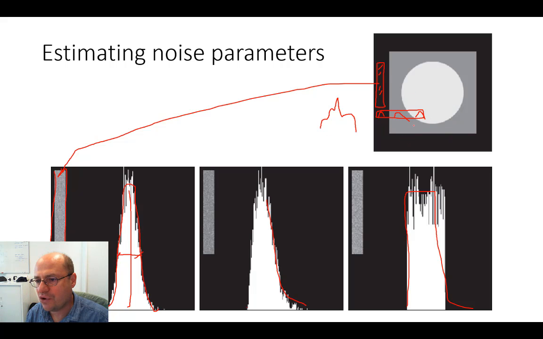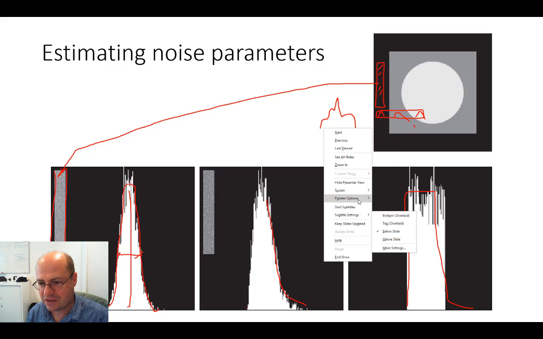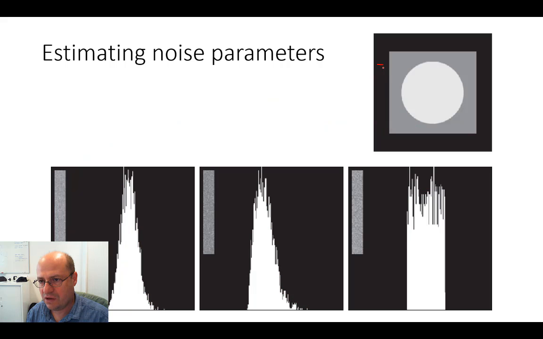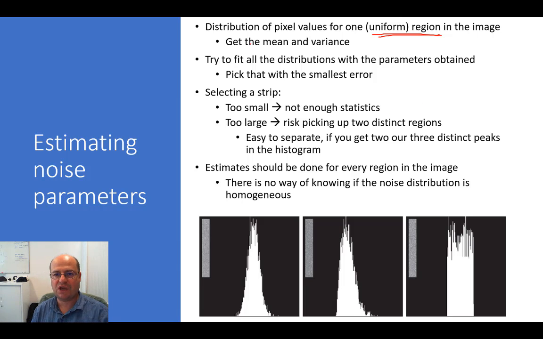But if you manage to get a homogeneous portion of your image, such as the one that I've taken for the example here, or here, or here, you are capable of getting a good estimation of the mean and variance of your distribution. Now, once you get the region, try to fit all the distributions with the parameters obtained. You got the mean and variance, try to fit a Gaussian, a Rayleigh, and so on and so forth, and get that with the smallest error.